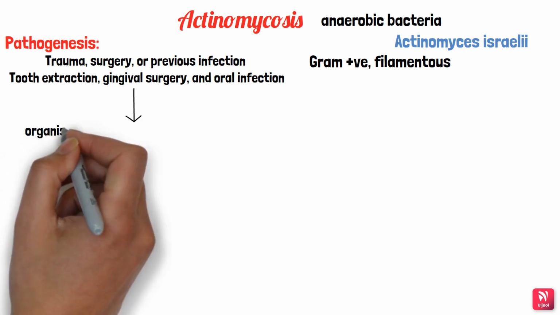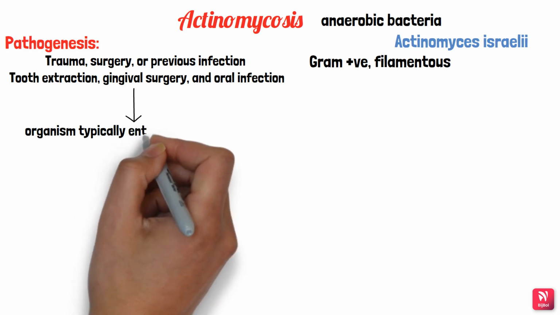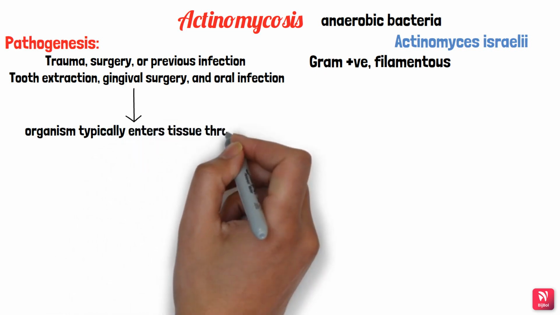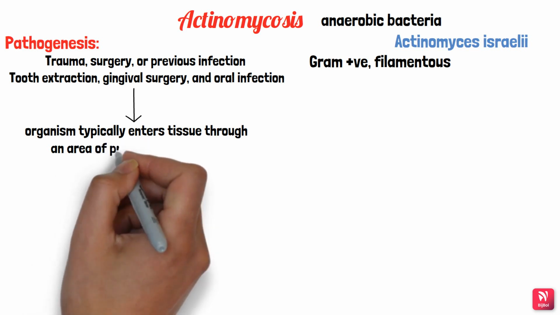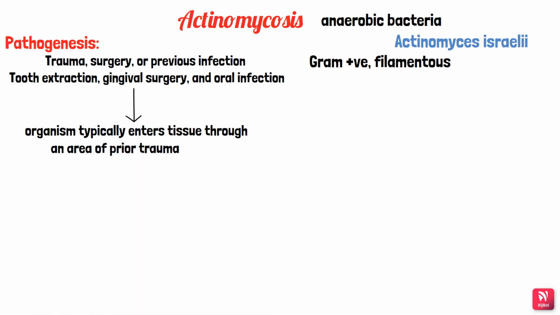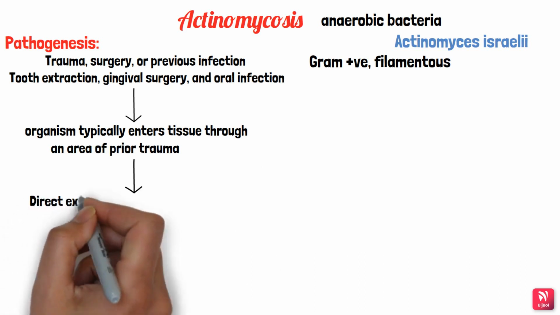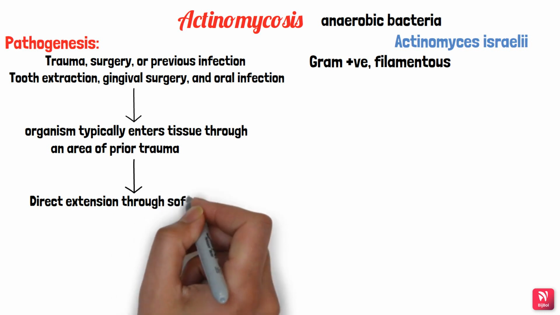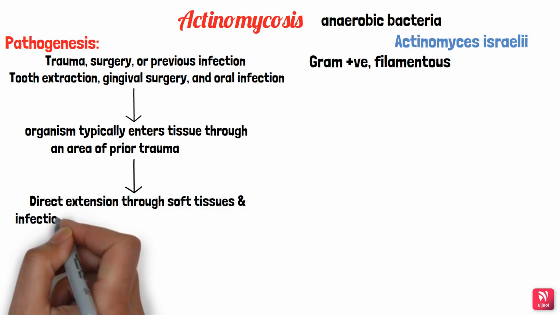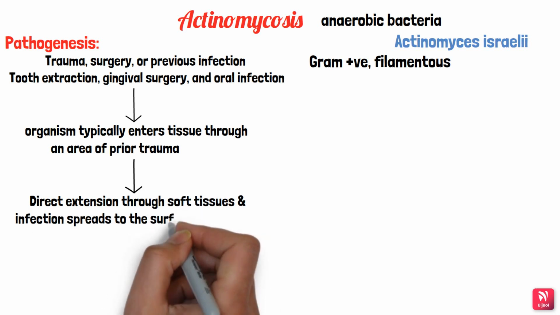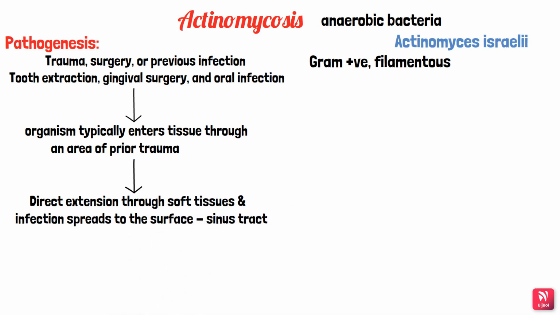So the organism typically enters through these areas of trauma, and then it starts to directly extend into the soft tissues. It doesn't follow any tissue planes. Whatever comes in between, either lymph nodes or salivary glands or any muscle, it starts to directly extend through the soft tissues, and the infection spreads to the surface through a sinus tract. As it spreads through the sinus tract, there will be pus drainage, okay, that is in the form of an abscess.